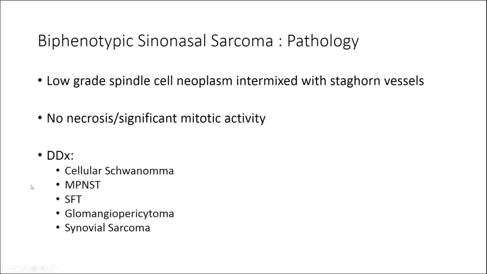So in terms of what we see, a low-grade spindle cell neoplasm, it's usually very vascular, so you might see some staghorn vessels, and should not see necrosis or significant mitotic activity. And you have a significant differential diagnosis when you're looking at these. Cellular schwannoma and malignant peripheral nerve sheath tumor would probably be the more common ones that you're thinking about, but also solitary fibrous tumor, hemangiopericytoma and synovial sarcoma would be all things that you may want to exclude when you're dealing with these neoplasms.